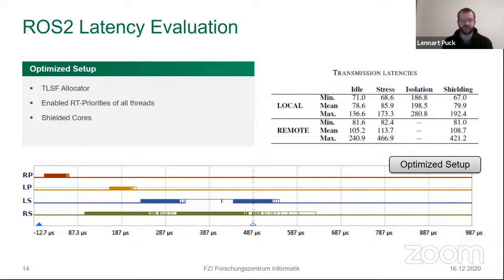However, most of the timings are around the mean. So if you look at the graph at the bottom, we have outliers to the right, which basically result in our worst real-time cases. However, the mean is around 108 microseconds for the shielded case, which is the case we would suggest using then.